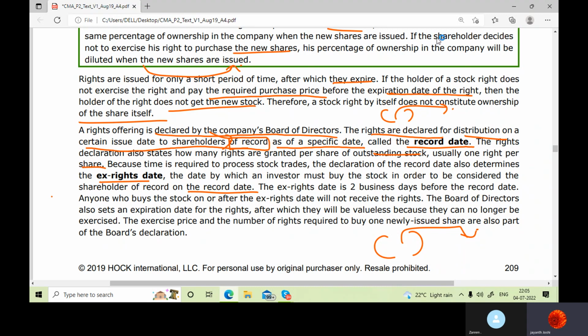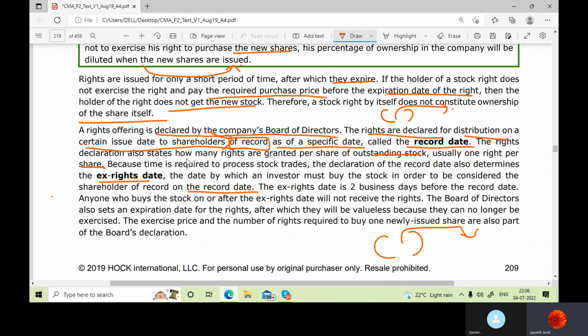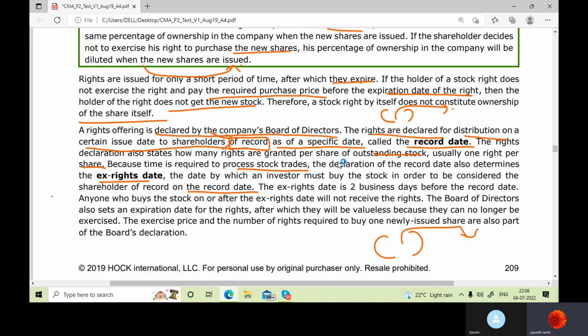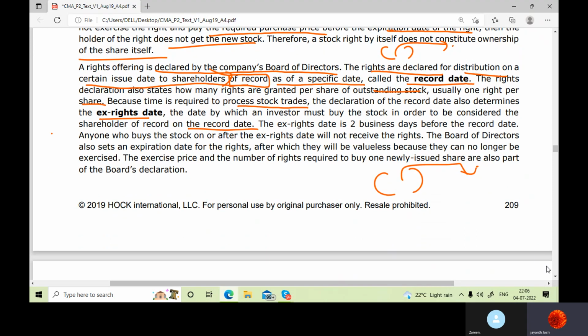Okay, so once again I'll repeat, the rights declaration also states how many rights are granted per share of outstanding stock. Usually one right they will get. Because time is required to process stock trades, the declaration of the record date also determines the X rights date. Once the rights have been declared and on the record date the shareholders whose names are recorded in the books have got the rights, then it becomes the X rights date. Now, the X rights date is 2 business days before the record date. Okay, so the record date is here and the X rights date is here. Once the rights have been declared, the X rights date is 2 days before the record date.